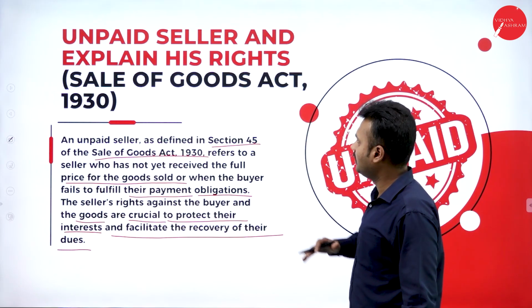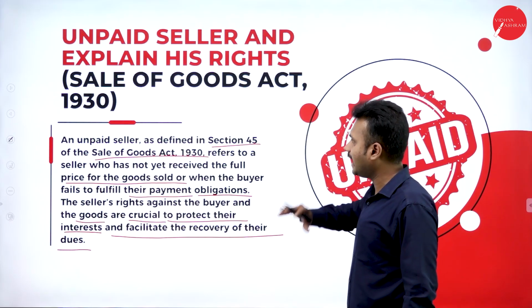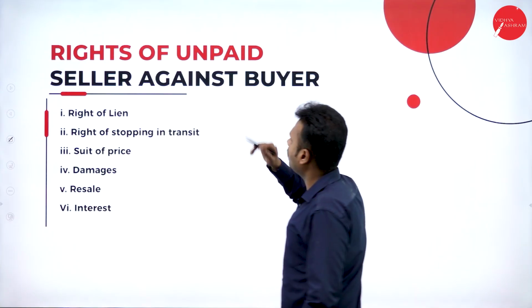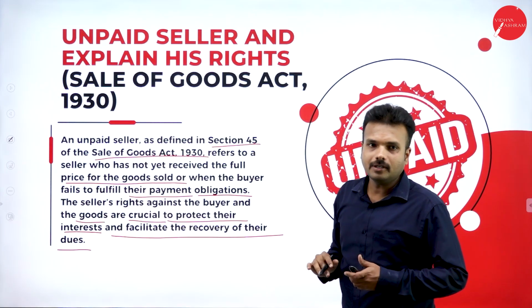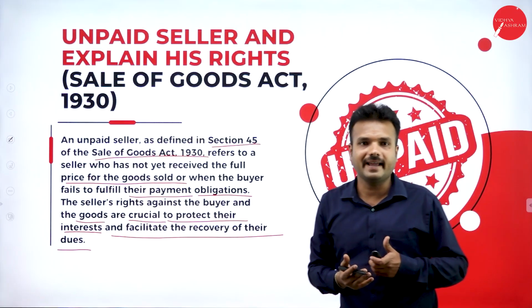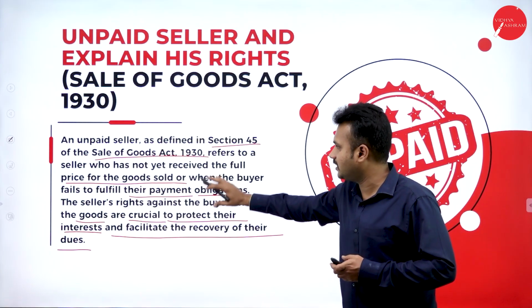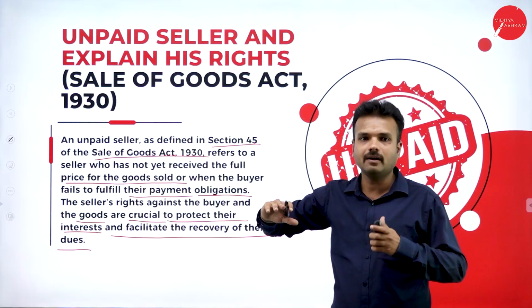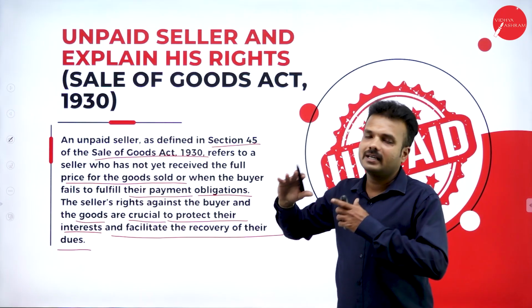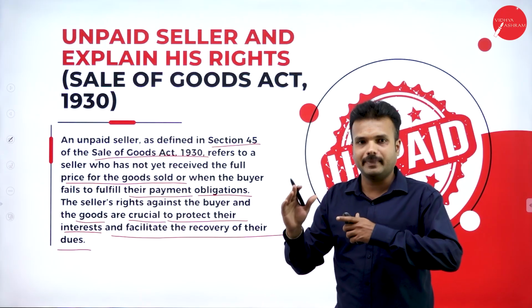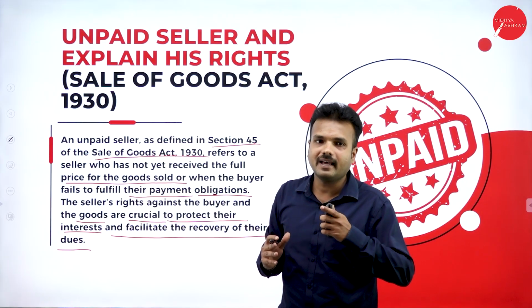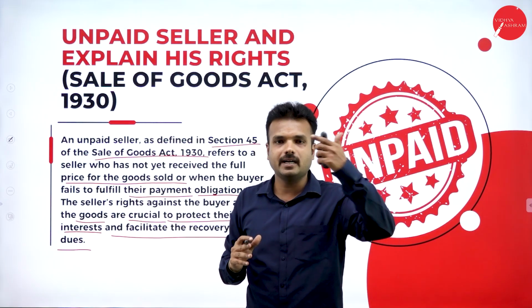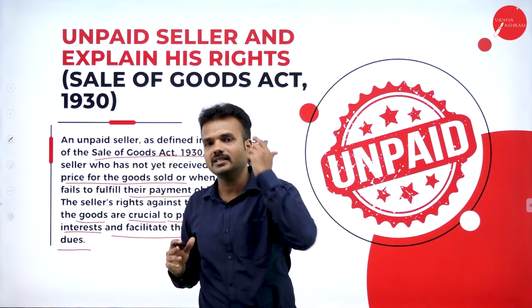Here we are going to study this topic under two circumstances: right of unpaid seller against buyer, and unpaid seller and his rights. As we know, we have studied who is an unpaid seller, and right now we are going with his rights, the rights of an unpaid seller. It is classified into two categories: the seller has a right on goods and also a right on the buyer.